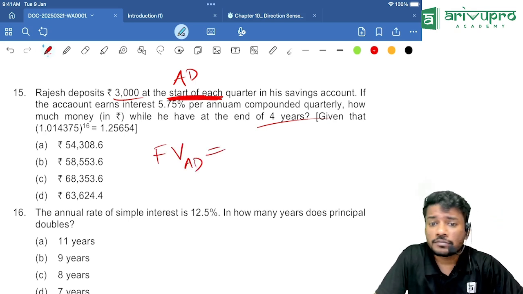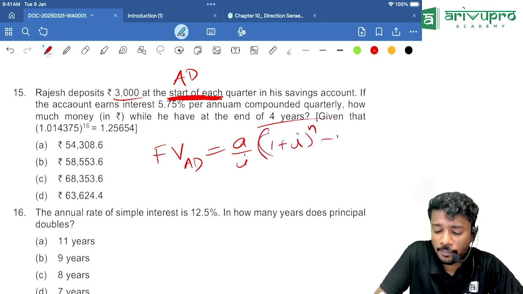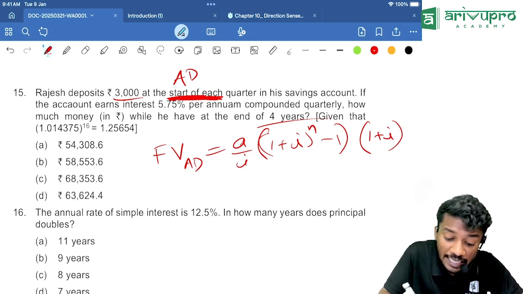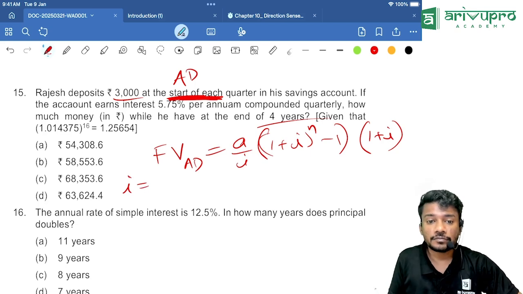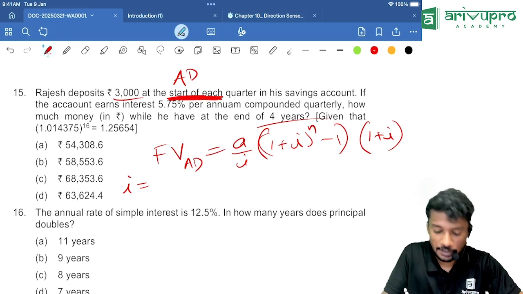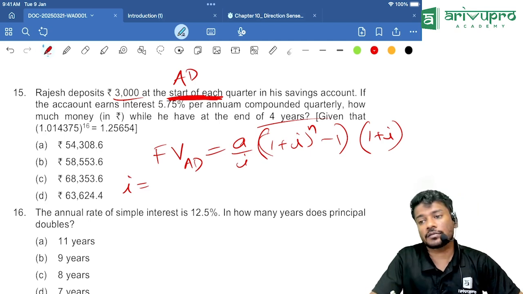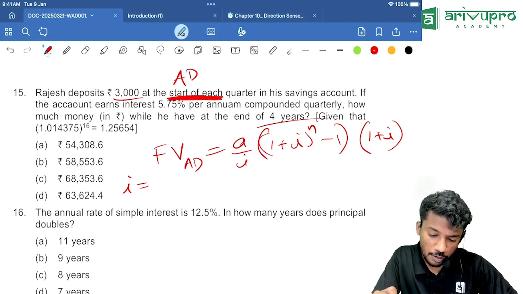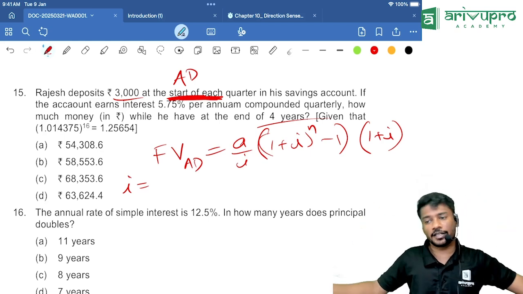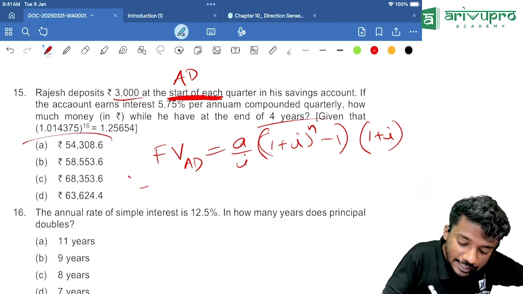What is the formula? A by I into (1 plus I) the whole raised to n minus 1, into 1 plus I. Can you solve it? Everything is given. I is equal to how much? 5.75 divided by 400. Per annum compounded quarterly, it is already given. Everything is given. How much did you get? Option A.